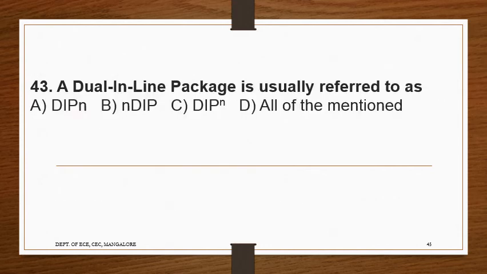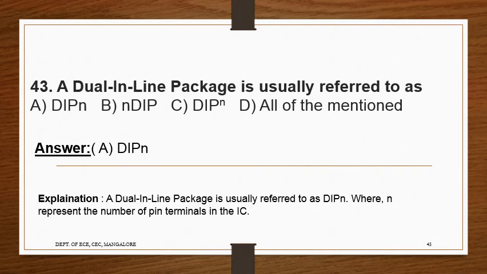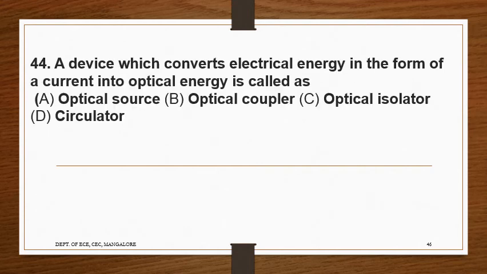So a dual inline package is usually referred to as A, DIP-N, B, N-DIP, C, DIP-N, D, all of the ones mentioned. Answer is DIP-N. A dual inline package is referred to as DIP-N, where N is the number of the pin terminals of the IC.